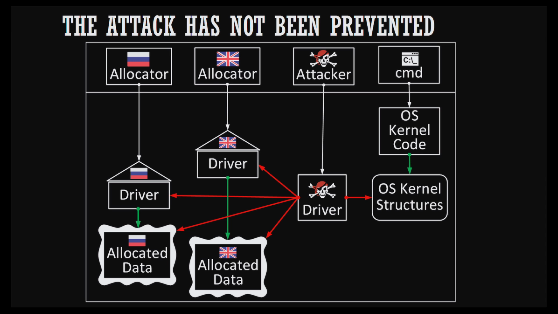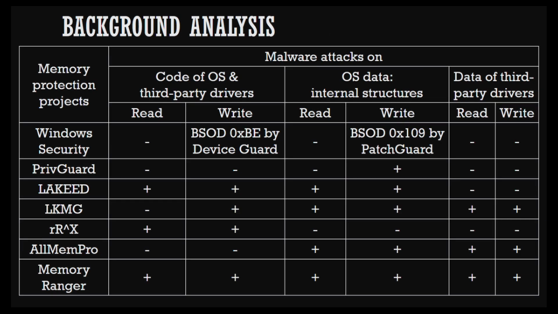So we can see that the Windows kernel cannot prevent illegal memory access. The attacker can read the driver's code, steal and change allocated data, and even escalate process privileges without any security reaction, such as a blue screen of death. Let's have a look at the current situation with memory protection projects.